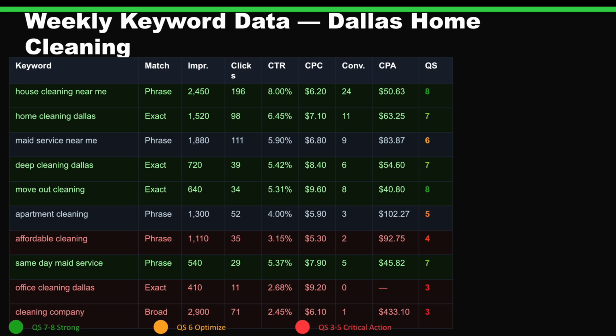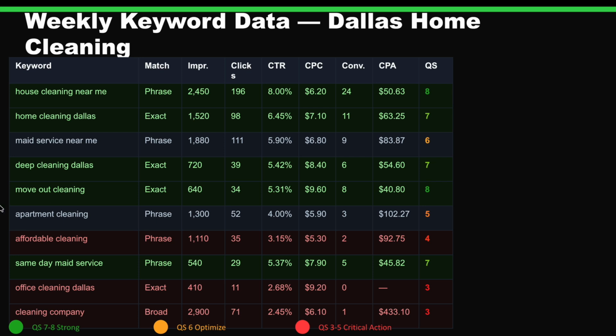The green ones, like house cleaning near me, home cleaning Dallas, deep cleaning Dallas, mobile cleaning. This type of keyword is good because the quality score is also good, and the cost per lead is low. Okay, so these are the healthy keywords. They are getting clicks, converting well, and the cost per conversion is reasonable.